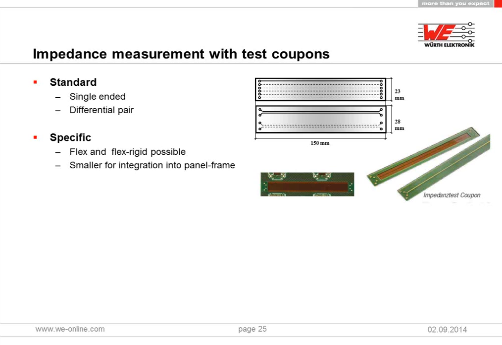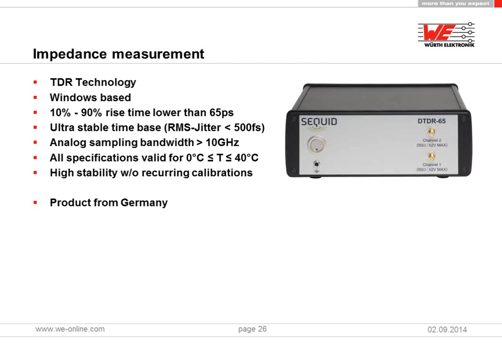Now what about the measurement equipment? The technology used is time domain reflectometry. This is equipment which is produced in Germany, and it's really high-performance equipment. The picture on the bottom right shows the measurement on a discrete PCB. So it's also possible to measure on a PCB, but as I already mentioned, normally we are using test coupons.